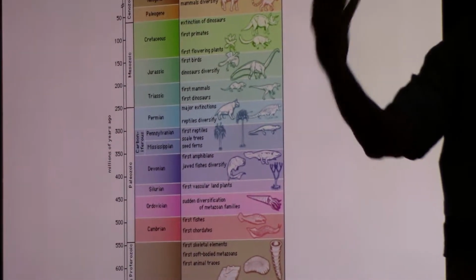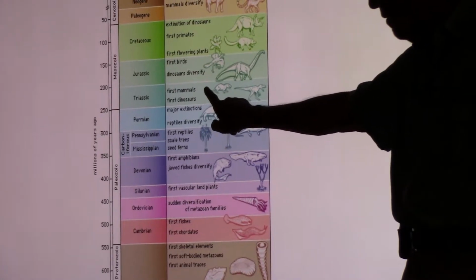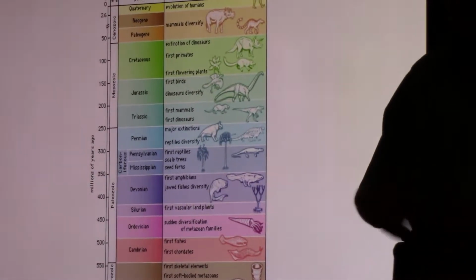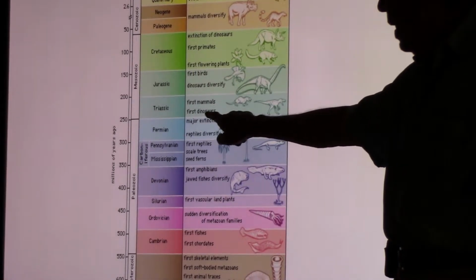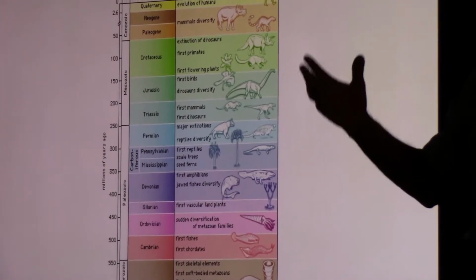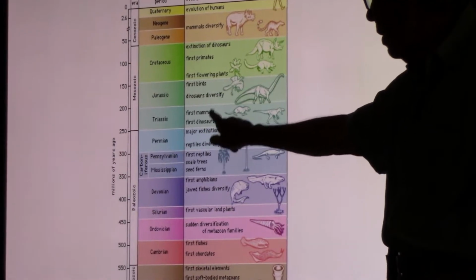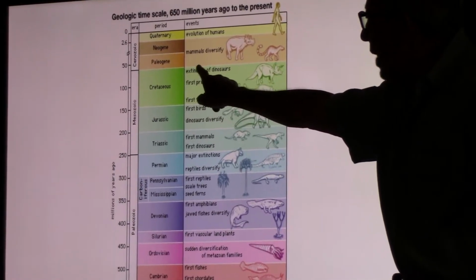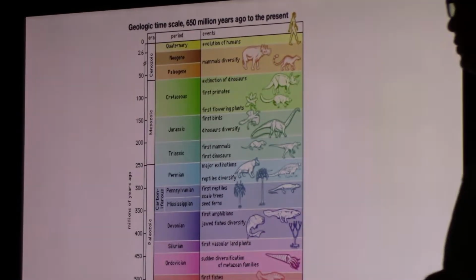And then, in the Triassic, the first mammals and the first dinosaurs evolved, between 250 and 200 million years ago. And then dinosaurs ruled the world for over 150 million years, and then they became extinct at the end of the Cretaceous. So, and then man evolved around 3 million years ago.